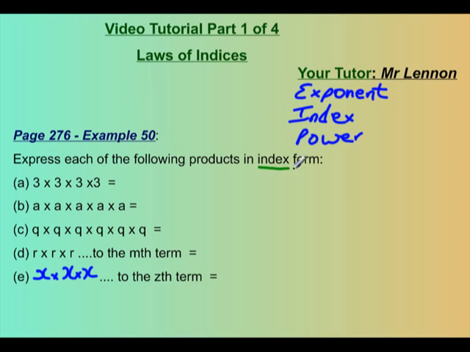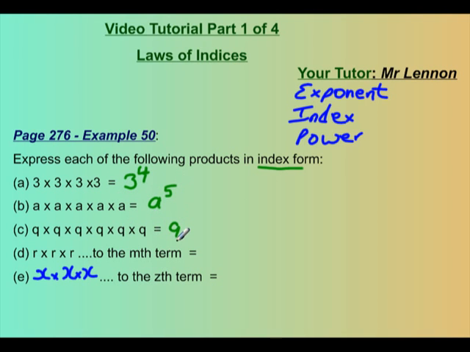So express each of the following products in index form. What we want is the power. I'm sure you're more familiar with that. So we're going to keep the base 3, 1, 2, 3, 4. The 4 simply indicates that we have 3 repeatedly multiplying by itself. Again, how many times do we have A multiplying by itself here? 1, 2, 3, 4, 5.